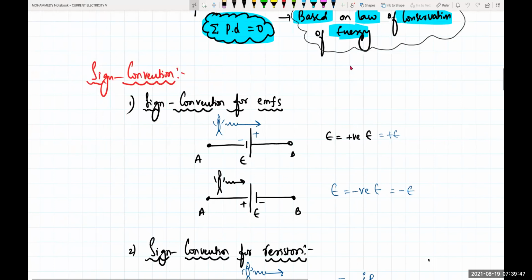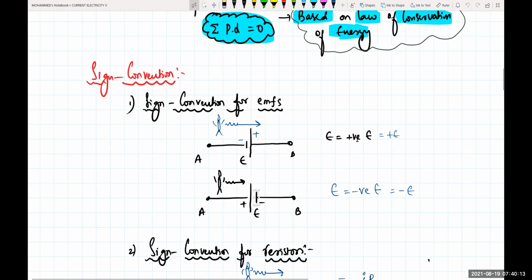Okay. Let us try to go for the sign convention, beta. Sign convention for the cells. In the closed circuit, if a cell comes, beta, and if I'm moving from A to B, and I'm ending at point B, what is the terminal of this cell which I'm able to see, beta? Positive. Then the EMF of that one should be taken as positive.